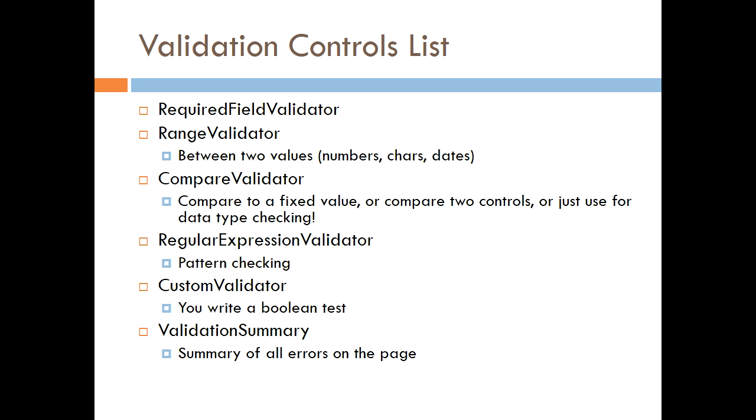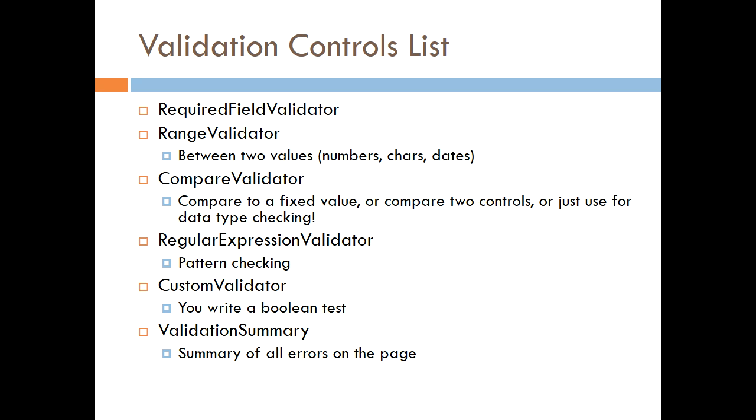Just to quickly run through them, required field validator, pretty obvious. That just means something's required, right? Range, so we can check that not just something is entered, but that we have a range of possible values. It could be a range numerically, could be a range of dates, right? Could be a range alphabetically, and so on and so forth.